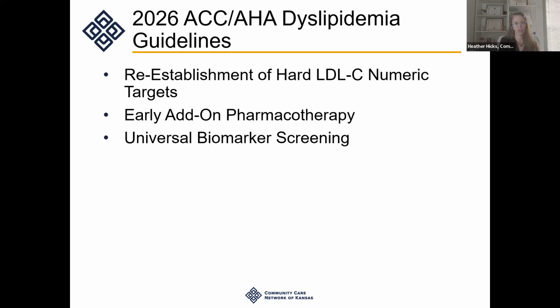When we do those initial lifestyle changes, we bring them back in 90 days. Has there been a change? If not, then it's time to add pharmacotherapy. It is not open-ended for how long you try lifestyle changes as its own single intervention to reduce lipid levels. Every person that has dyslipidemia gets the lifestyle modification as part of the treatment protocol: the DASH diet, the increased physical activity, that kind of thing.